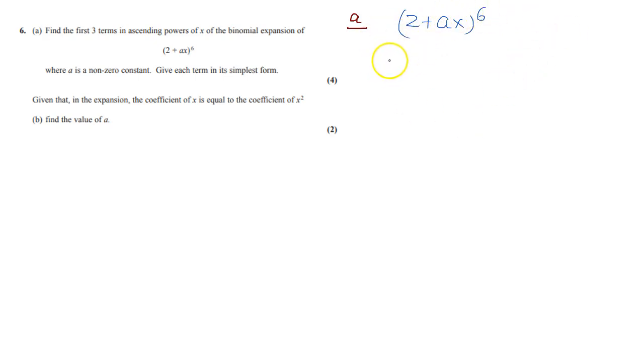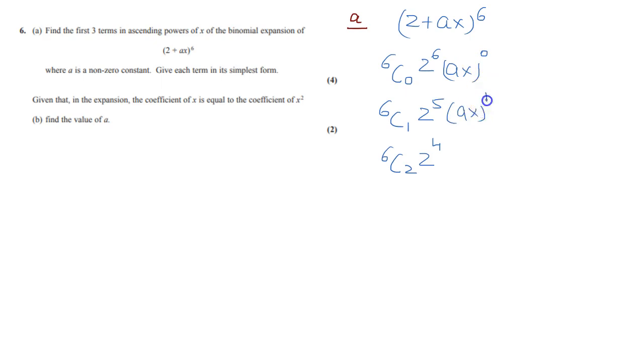So coefficient of first term is 6c0, second term is 6c1, third term is 6c2. That's all. Second is 2 to the power 6, 2 to the power 5 and 2 to the power 4. Now ax to the power, now start counting increasing power. This is decreasing, this is increasing. So first is 0, ax, this is 1 and this is ax to the power 2.